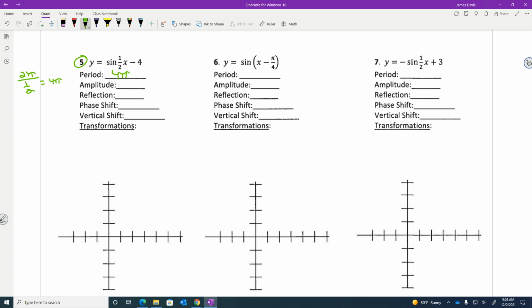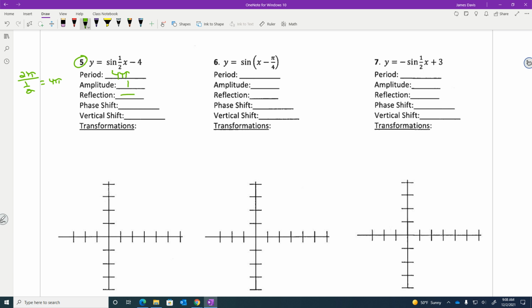Period ends up being the same. It's 4 pi again because it's 2 pi over half. The amplitude is 1, right? Because there's nothing there. So you do want to write 1. Don't mark that one out because the amplitude is 1. There's no reflection.